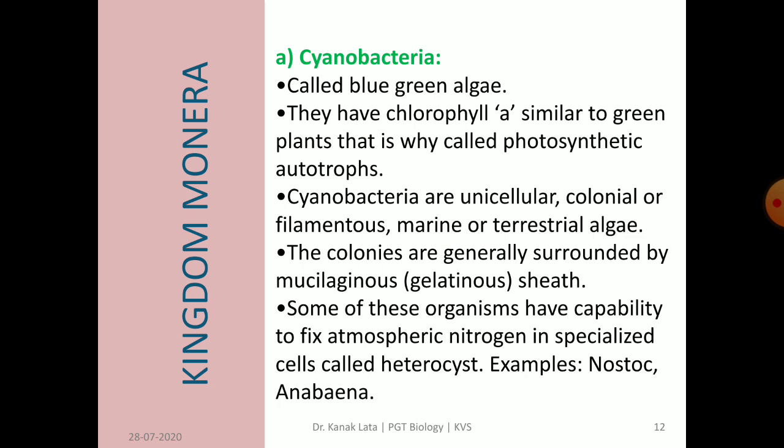Cyanobacteria are also called blue-green algae. They have the pigment chlorophyll A and are photosynthetic, so autotrophs. Why? Because they have chlorophyll A pigment similar to green plants. That is why they are photosynthetic and autotrophs. These cyanobacteria may be unicellular, colonial, or filamentous, meaning they have one cell, or they live in colonies, or they are filamentous.